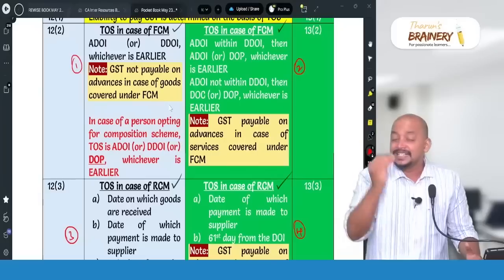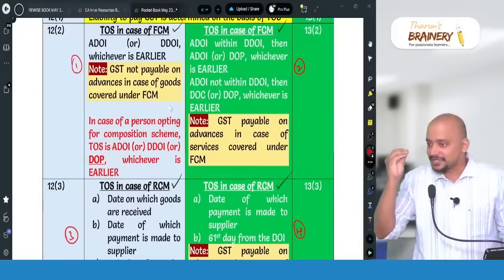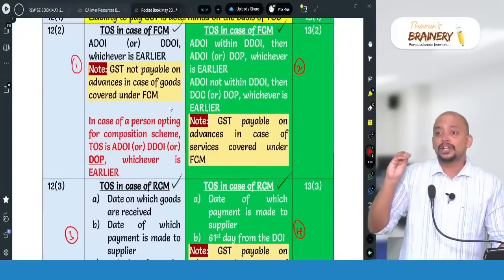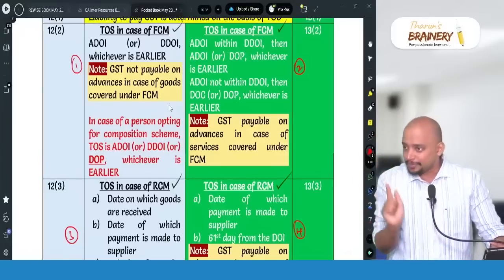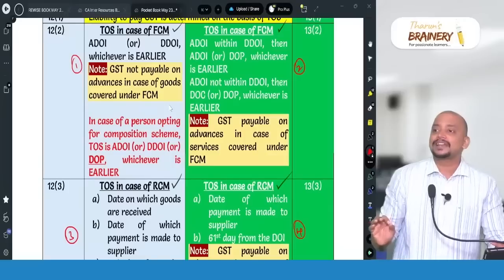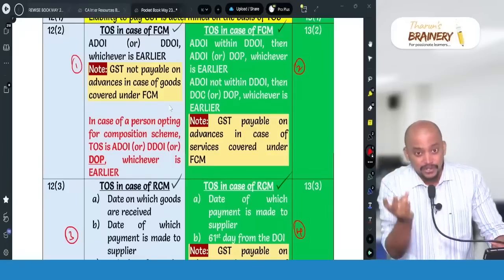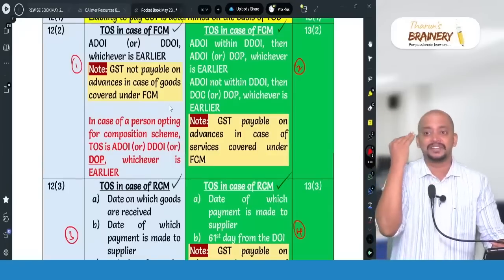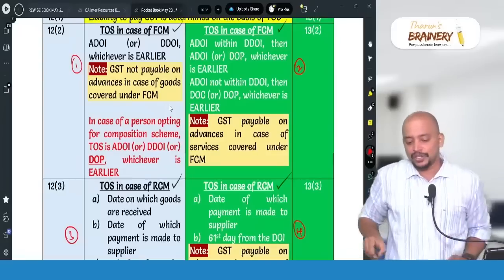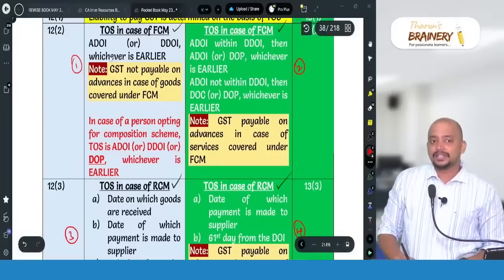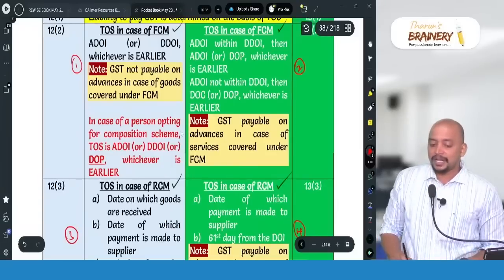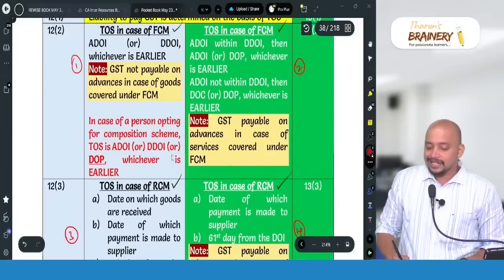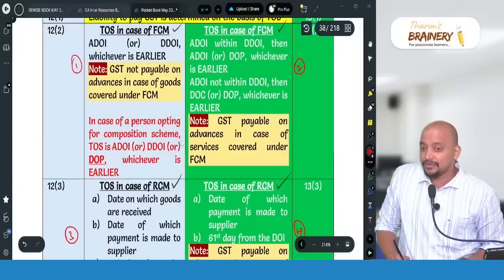No. But in case of a person opting for composition scheme, whether GST is payable on advances with respect to goods? Yes, because in case of a person opting for composition scheme, the time of supply in case of goods will be due date of invoice, actual date of invoice, or date of payment, whichever is earlier. So two provisions you need to remember. For a normal person, due date of invoice or actual date of invoice, whichever is earlier. But for a person opting for composition scheme, it is due date of invoice, actual date of invoice, or date of payment, whichever is earlier.